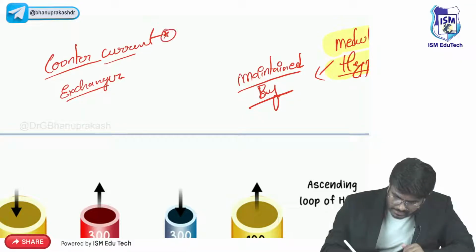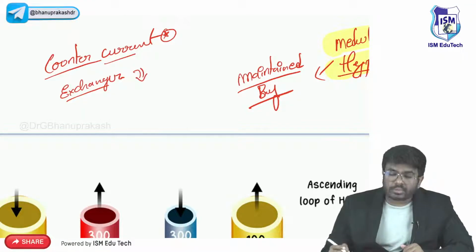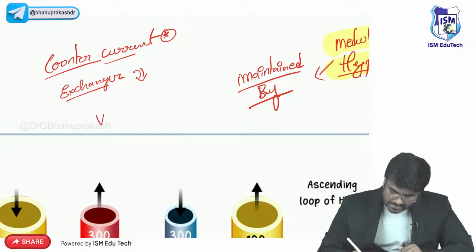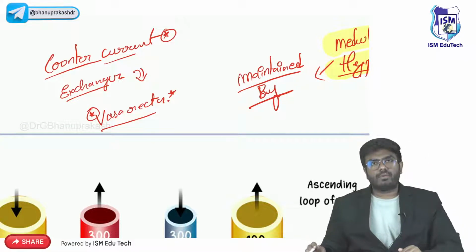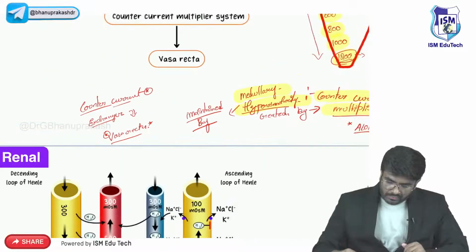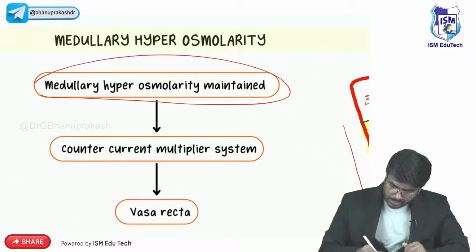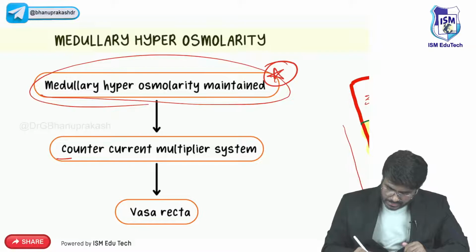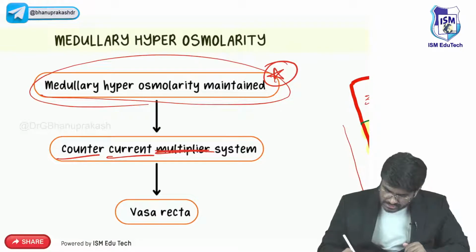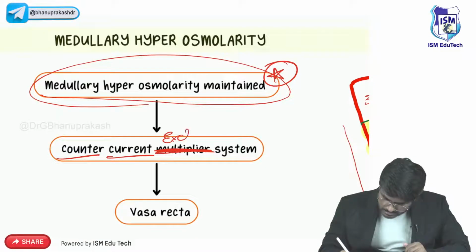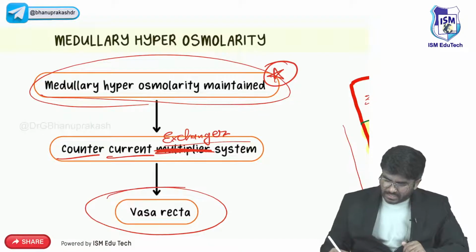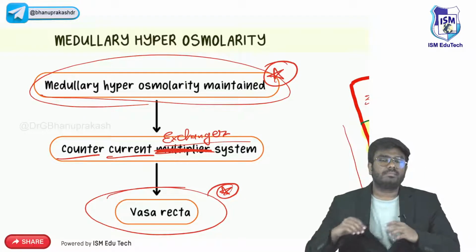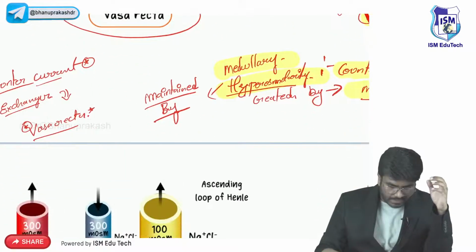Okay, countercurrent exchanger. Who is involved in this countercurrent exchanger system? It is the vasa recta. Okay, done. So the point which I want to say here is the same thing: medullary hyperosmolarity is maintained by the countercurrent exchanger. It's a typing mistake here, it is exchanger. So countercurrent exchanger system with the help of vasa recta. Done. So this is also completed.